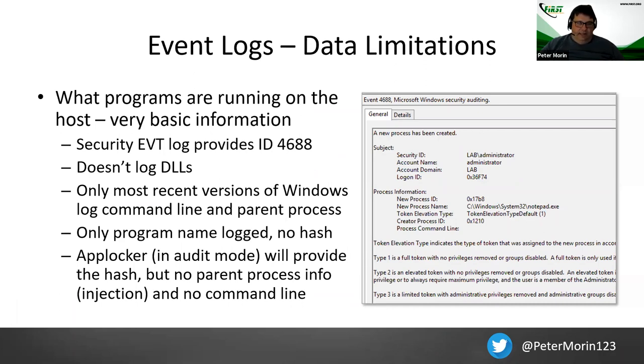It does not log DLLs. Only the most recent versions of Windows will log command line and parent process. Only the program name is logged. There's no hash. For example, here, this process name of notepad.exe, I'm not provided a hash in the native logs. Now, AppLocker in audit mode will provide the hash, but it also won't provide parent process info, so I can't understand if anything like injection has occurred. And it doesn't give me any command line information.